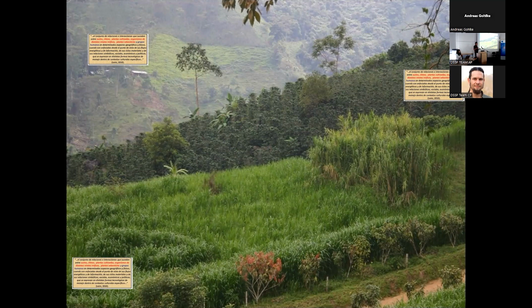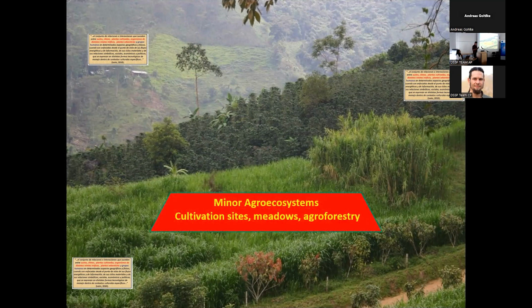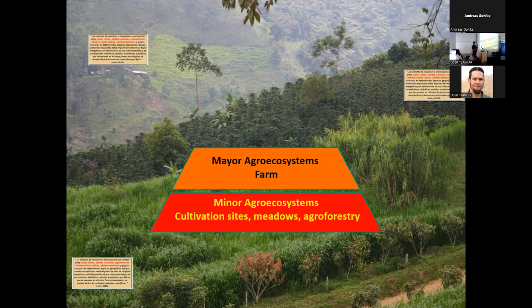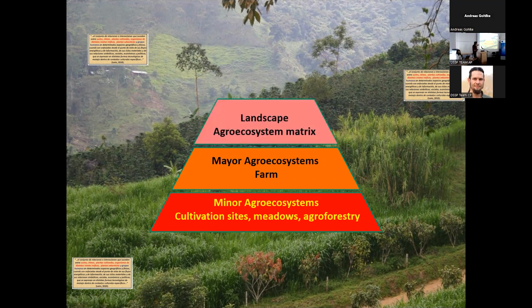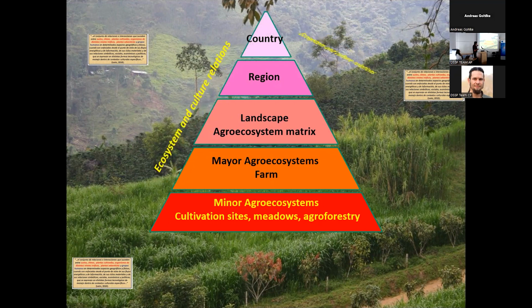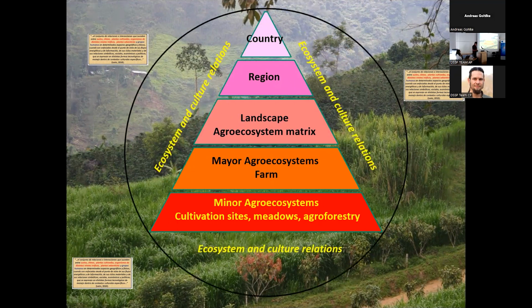So, no, this is true. The farm is the agroecosystem. So we propose to consider the minor agroecosystems, which means the cultivation side, the meadows, the agroforestry, and the major agroecosystem, the farm. The farm is another hierarchy of agroecosystem. And at the landscape level, we can study the agroecosystem matrix, and then we can study the region and countries and so on, with the complexity of environmental thinking.